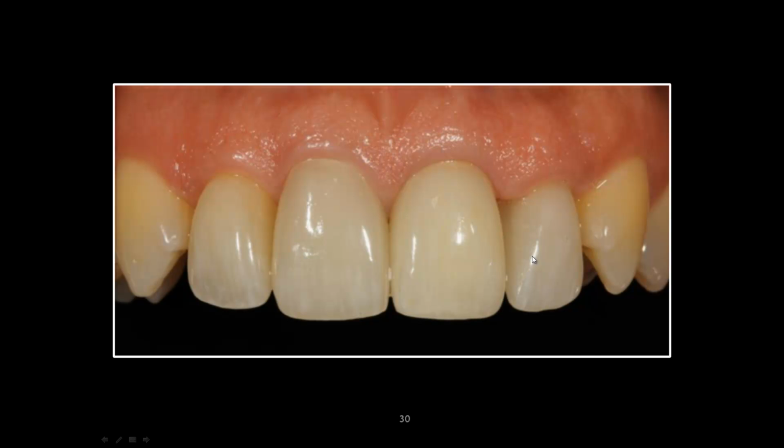You can see the position of the papilla is still almost the same. The reason is, even though I changed the embrasure between those teeth, it's still the same position. Again, remember the root levels. That's the final result. The patient was happy. So in this kind of case, during the prep and impression, I can predict the position of my gum by knowing the position of the bone.